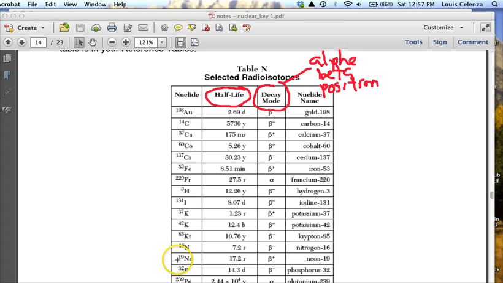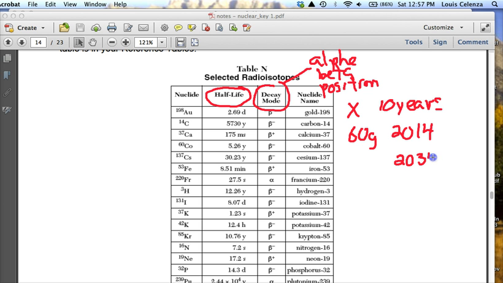And let me give you an example here. We'll just make it easier. Let's say we have element X, just going to make up element X. And let's say element X's half-life is 10 years. That's its half-life, which means every 10 years half of its sample is gone. So the typical question would be this. Let's say today I have, I'll just make up a number, 60 grams in 2014. How many grams would I have left in the year 2034?